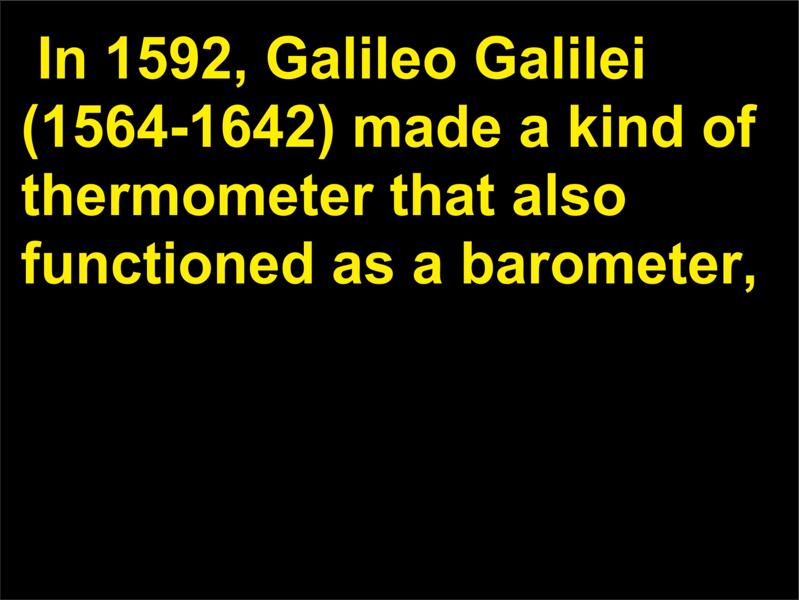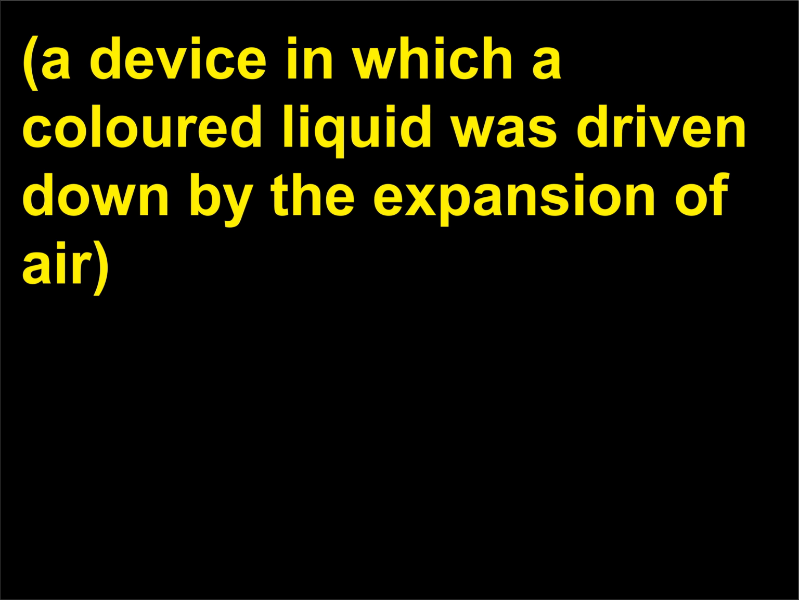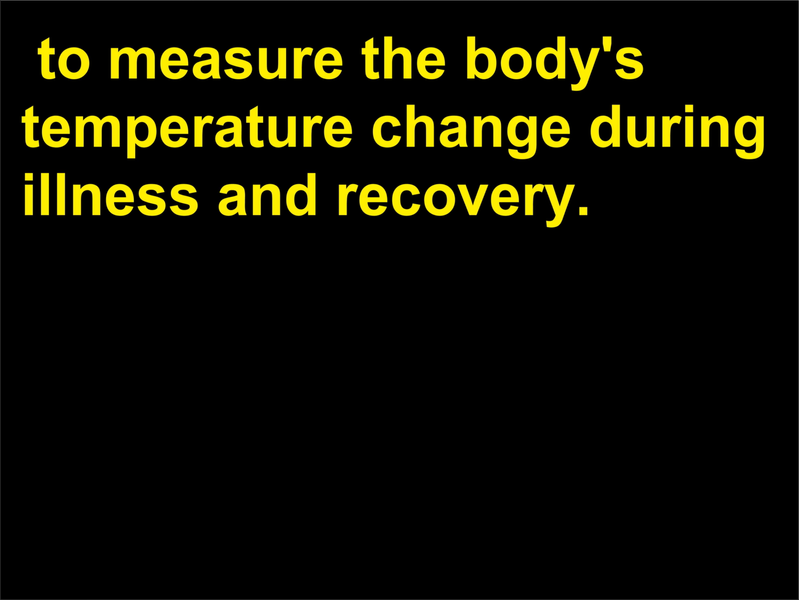In 1592, Galileo Galilei, 1564 to 1642, made a kind of thermometer that also functioned as a barometer. And in 1612 his friend Santorio, 1561 to 1636, adapted the air thermometer, a device in which a colored liquid was driven down by the expansion of air, to measure the body's temperature change during illness and recovery.